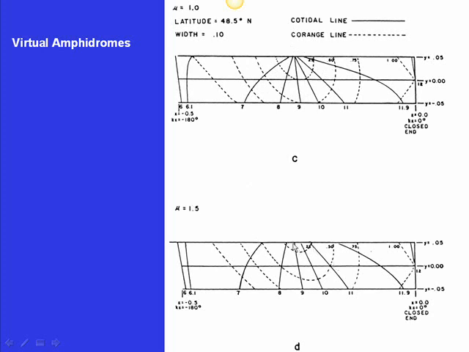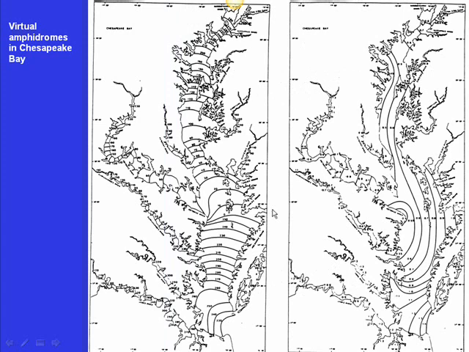the amphidromic point becomes even less evident. But still, you can see it because of the cotidal lines converging toward that area, and that area showing a minimum in range.